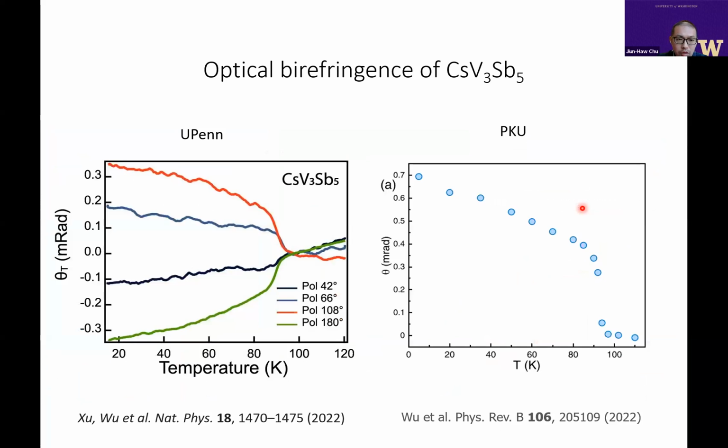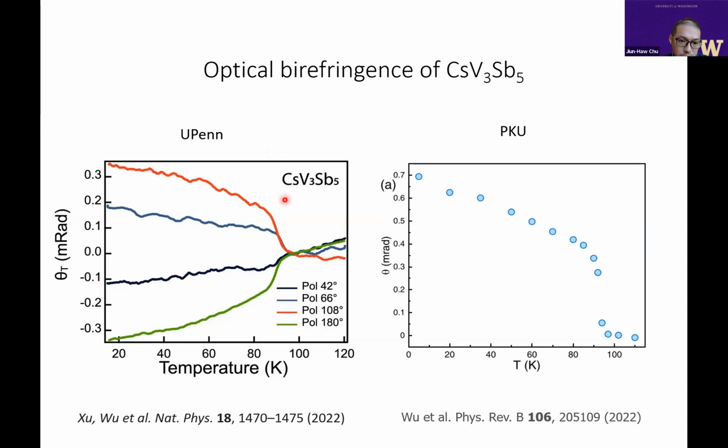symmetry breaking. So here I'm showing you the optical birefringence results from Yang Wu's group at UPenn, and also the results from PKU in China. So what happens is that if you have a solid which has an anisotropic refractive index, then when you shine linearly polarized light into the solid, and your polarization is not aligned to the principal axis, then your polarization will rotate a little bit because of this anisotropy of refractive index.